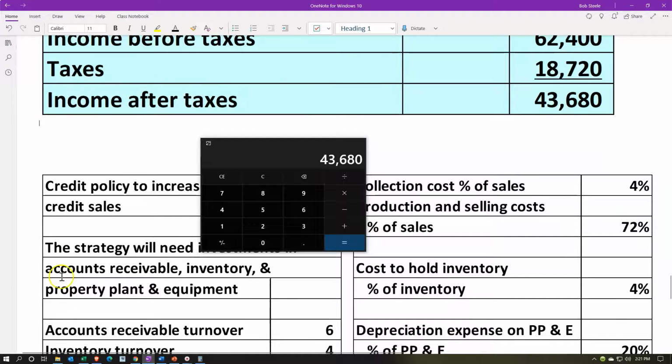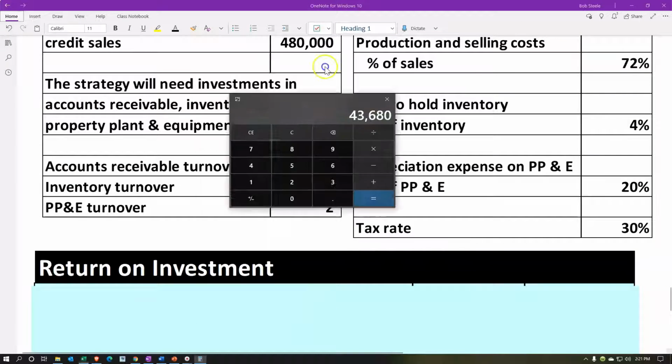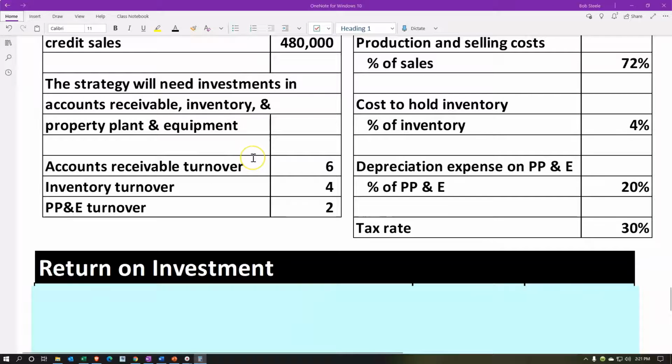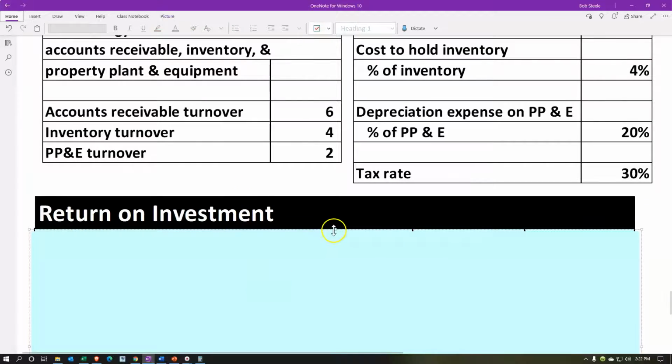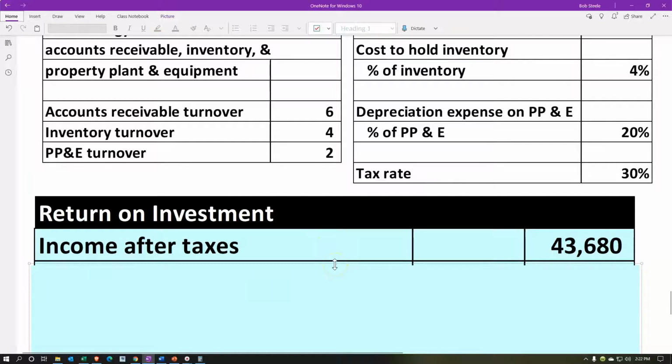All right, so once we have the net income number, we can then think about our return on investment. Now remember, anytime we have an increase in the assets, we can think of that kind of like an investment and calculate basically an ROI, return on investment. We had an increase in the assets of accounts receivable, inventory, and PP&E, property, plant, and equipment.